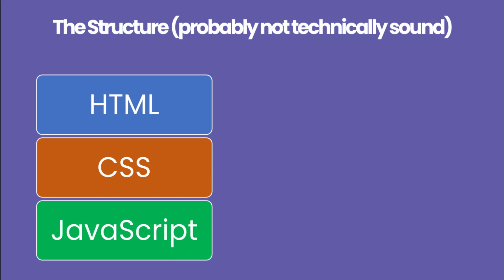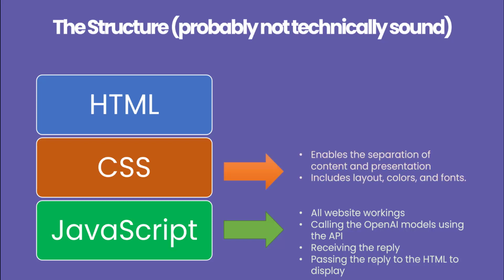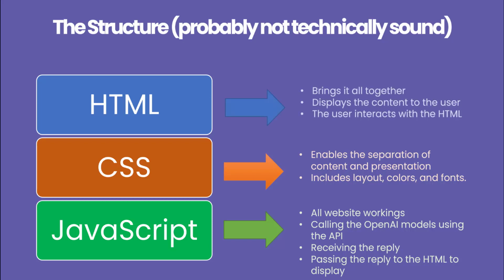So, this is the way I view it, and this is probably not technically sound. I view JavaScript as all the workings. It's what calls the API, it receives the reply, and it passes the reply to the HTML to display to the user. The CSS enables the separation of the content and presentation, and includes things like the layout of the website, colors and fonts. And the HTML really brings it all together, displays the content to the user, and that is the website that you interact with. It's .html, that is the type of the file.